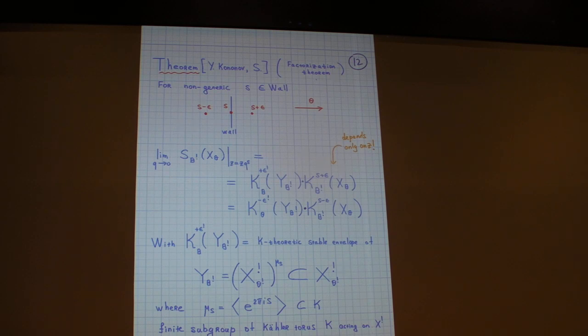So you can divide this limit by, say, a generic K-theoretic stable envelope after the wall or before the wall. You have two types of factorizations, and in both cases, if this thing is sufficiently close to the wall, so there is no other wall which separates it, then you always get this kind of factorization.